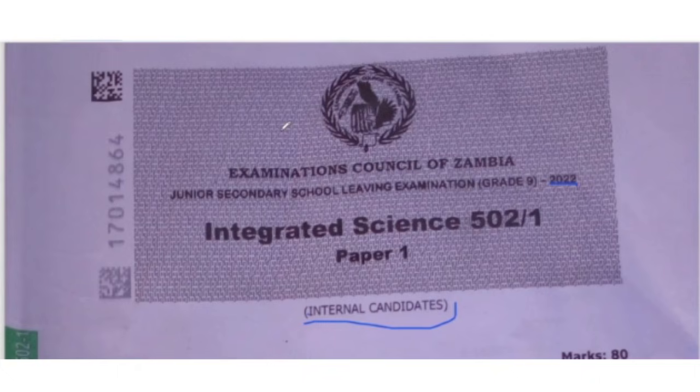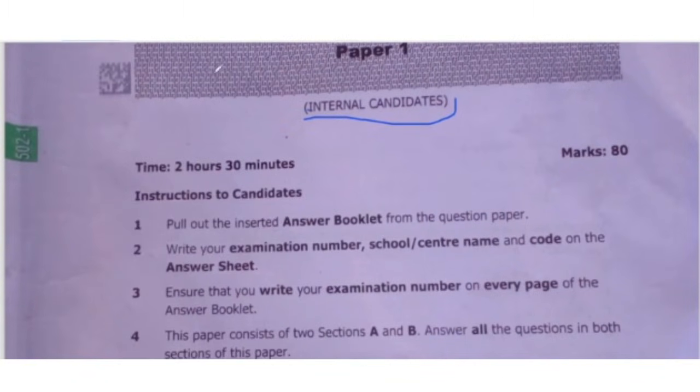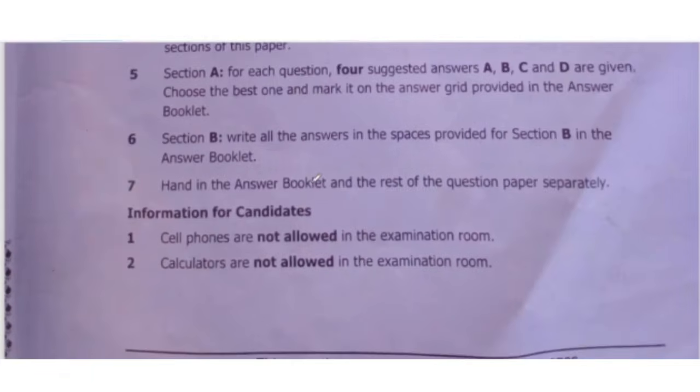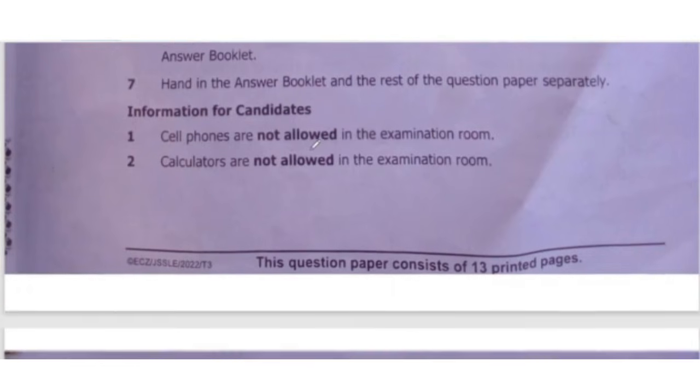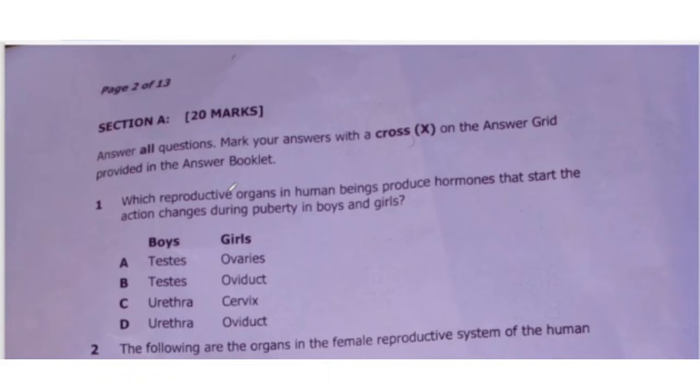Okay, so what I'm going to do is I'm not going to go through the instructions. I'm sure you are very conversant with the instructions. If you are not, please you can check on other videos like the one I did 2022 external. I looked at the instructions in detail, I explained them, so you can check on those. Otherwise, let's go to question number 1 of section A.